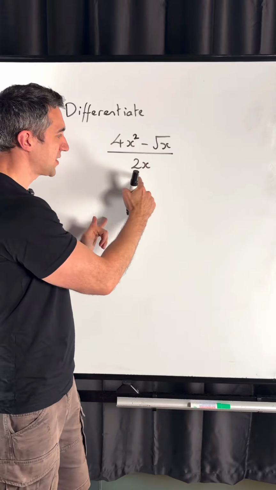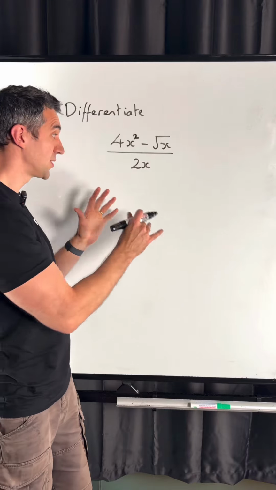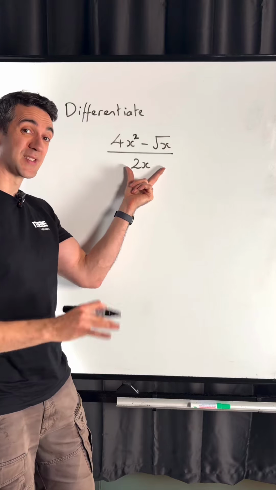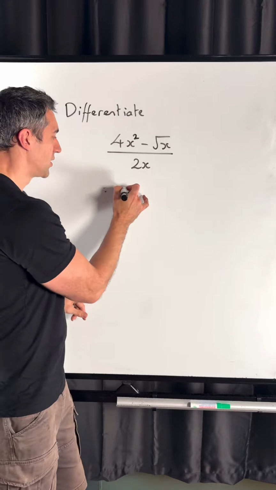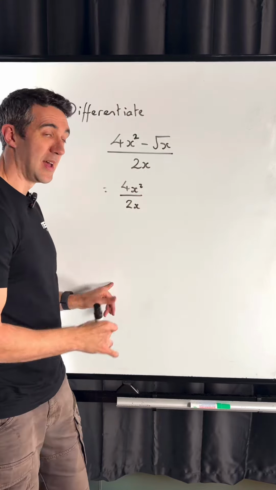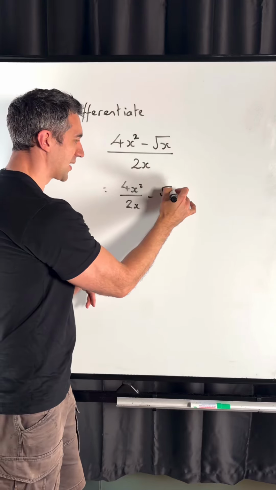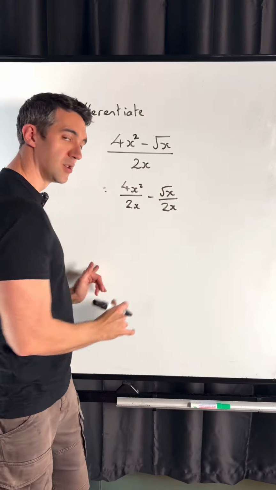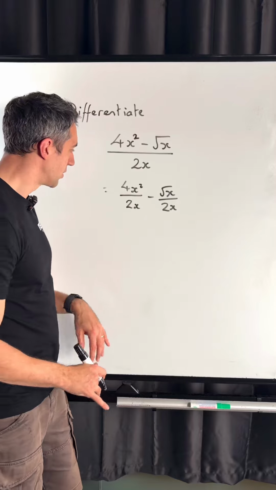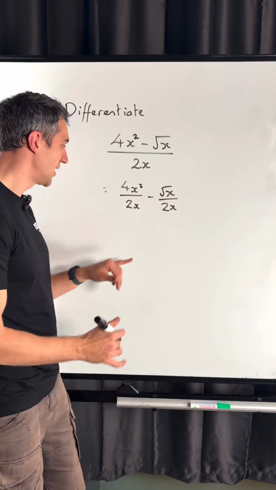So when we have a single term denominator like we have here, it's not 2 plus x, 3 minus x, anything like that, it means we can rewrite this as two separate fractions. So we can write 4x squared over 2x, and then minus root x over 2x. Okay, so it's just like splitting up fractions. We've got a common denominator, so it's absolutely fine. Now we can simplify each fraction individually.